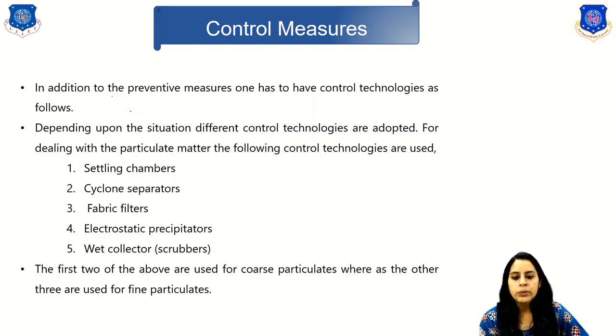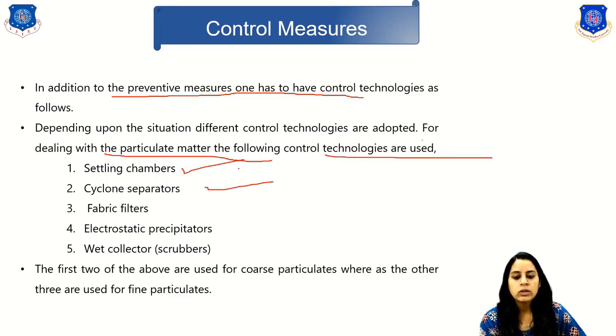Okay. In addition to preventive measures, one has to follow control technologies. Depending upon the situation, different control technologies are adopted. For dealing with particulate matter, the following control technologies are used: settling chamber, cyclone separators, fabric filters, electrostatic precipitators, and the wet scrubber. Okay, it is a wet collector also. The first two of the above are used for coarse particles, whereas the other three are used for fine particles, right?